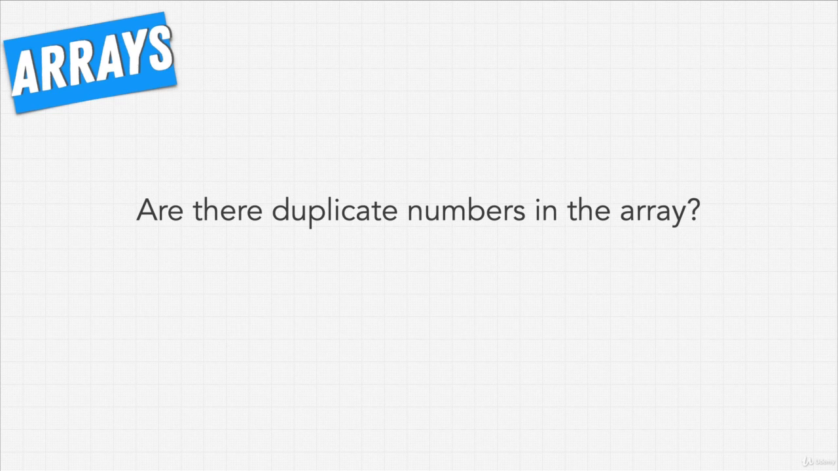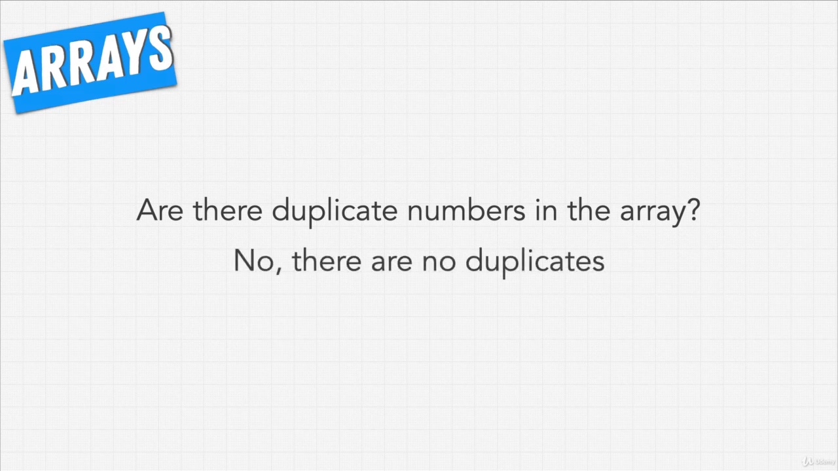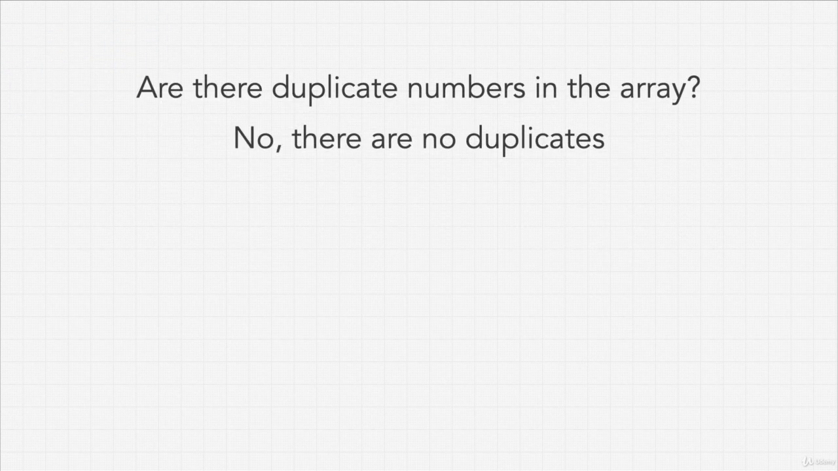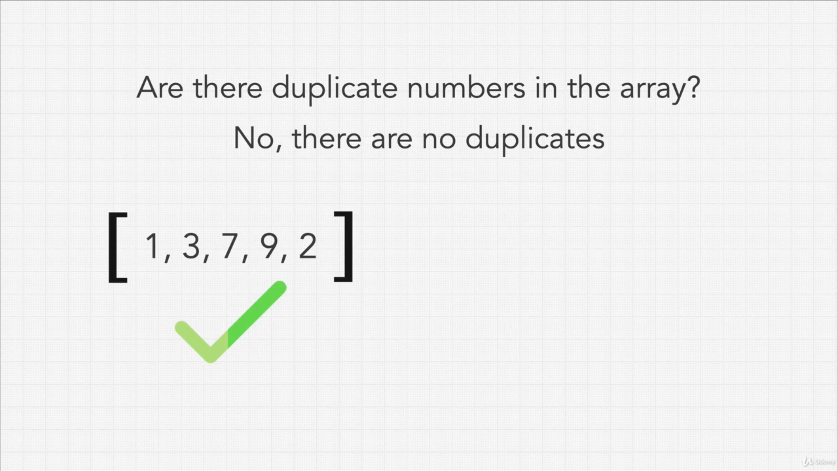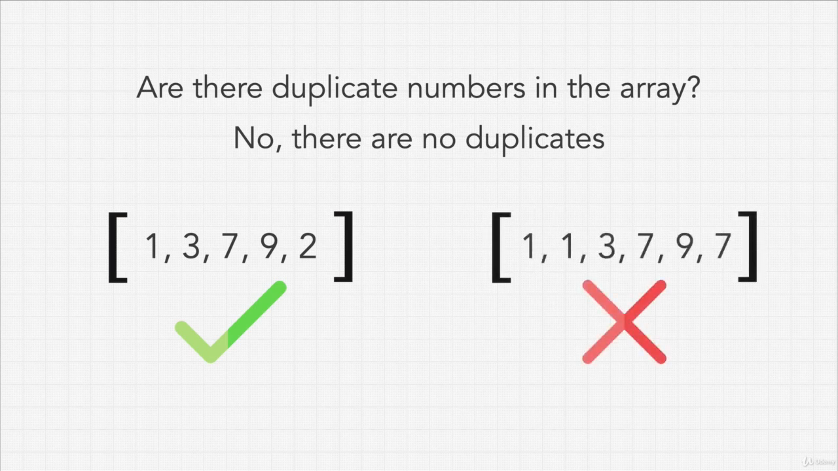Meaning, are all of the numbers inside the array we receive unique, or can there be duplicates? In this particular case, we'll say no, there are no duplicates. So this means that when we receive the array, we don't need to account for what happens if the numbers are duplicated. We will never receive a possible array where any of the numbers occur more than once.